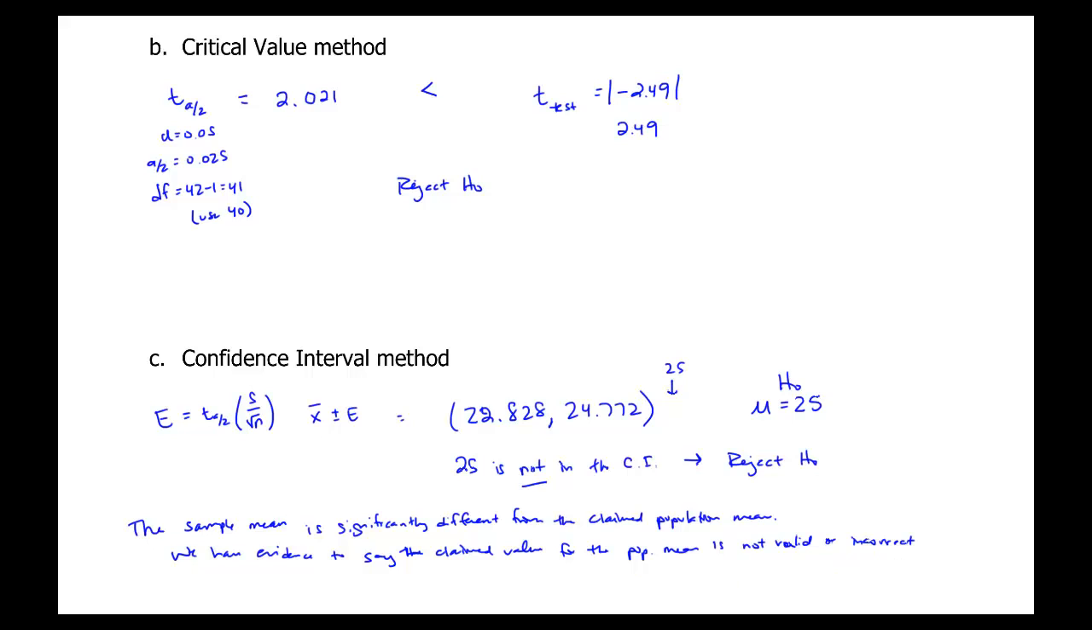Okay, so again, all three methods, we get the same conclusion, reject the null hypothesis, and then this is how you can write it out in the context of the problem.